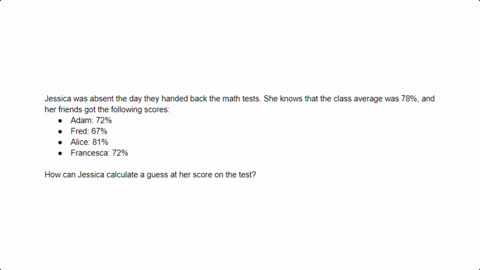If we look back at the original question, we have to see what the question was asking. How can Jessica calculate a guess at her score on the test? The reason this is not her exact score is because we don't know every score of every person in the class. So we're just taking a smaller sample and calculating our best estimate.